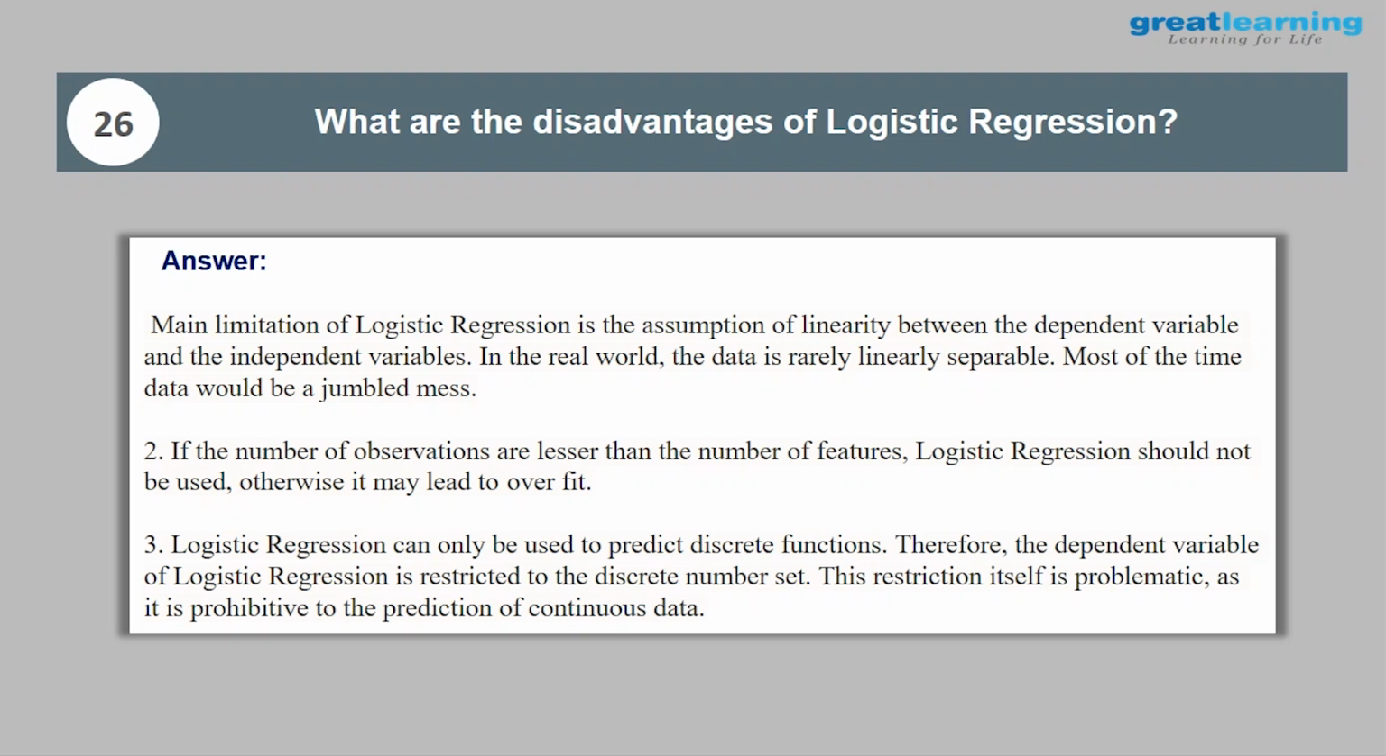Logistic regression can only be used to predict discrete functions. Therefore, the dependent variable of logistic regression is restricted to the discrete number set. This restriction itself is problematic as it prohibits the prediction of continuous data. So these are the disadvantages we have for logistic regression.